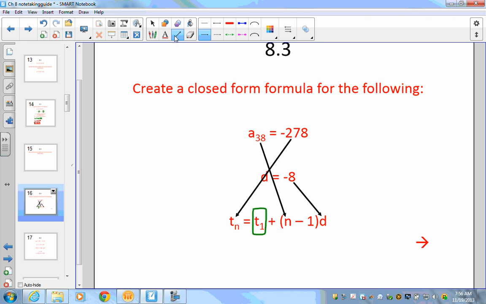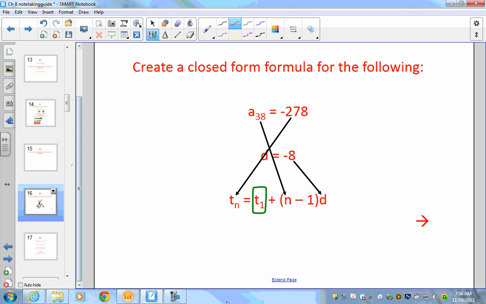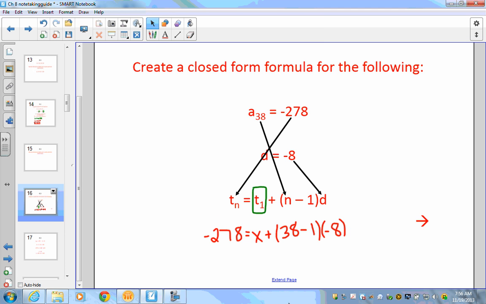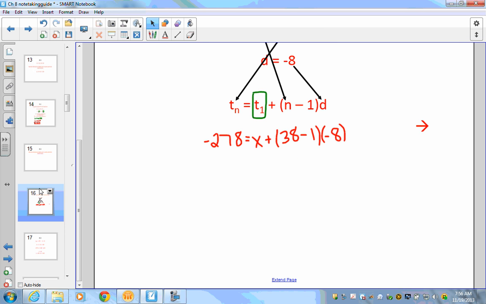So when we do that, with basic algebra, it's going to be -278 is equal to x plus (38 minus 1) times -8. And then I'm going to solve for x by using basic algebra skills. Hopefully you know how to do that. And so x is equal to 18.